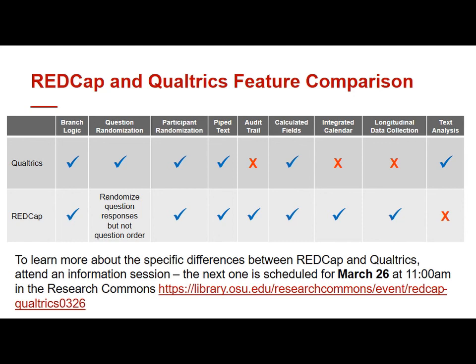So a little side-by-side comparison of REDCap and Qualtrics. I won't run through this because Stuart's going to give you the slides. If you want more information on the details between REDCap and Qualtrics, on March 26th, I am doing an information session over in the Research Commons that is an hour-long comparison of different features of Qualtrics and REDCap. The main thing to take away is that REDCap is approved for PHI, REDCap is longitudinal, and REDCap can do electronic signature for informed consent, whereas Qualtrics can't do any of those things.